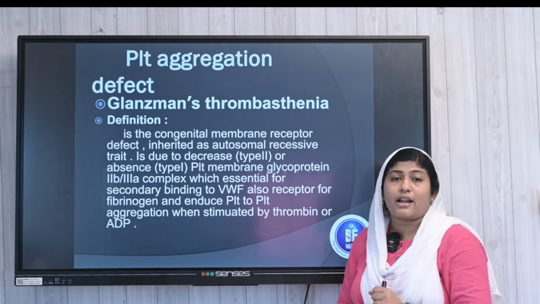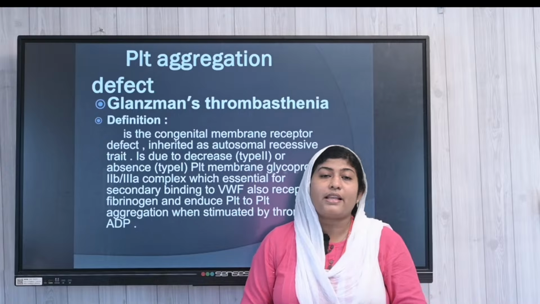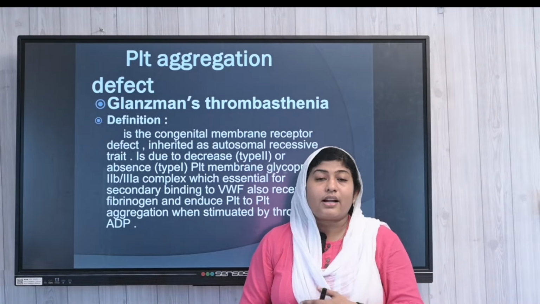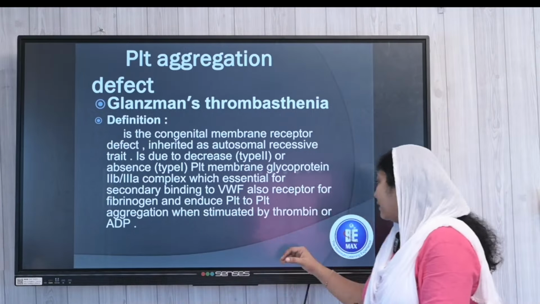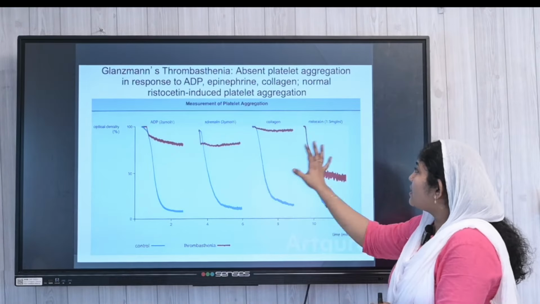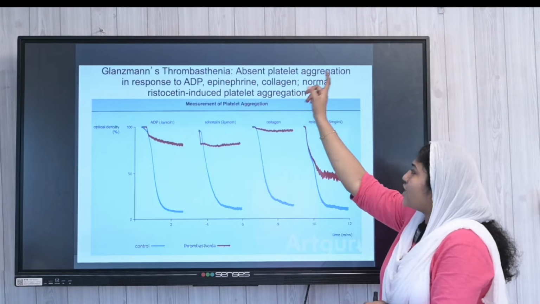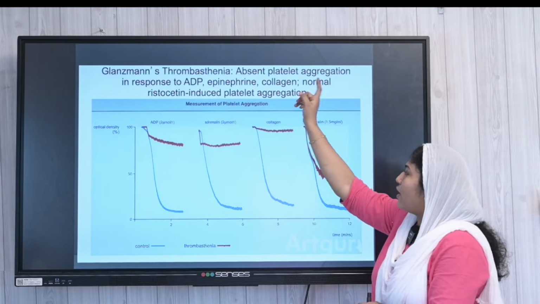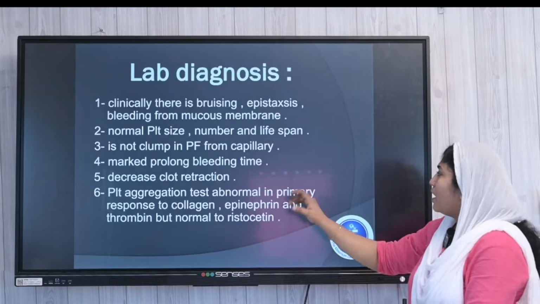Symptoms are similar to Bernard-Soulier: nasal bleeding, heavy menstrual bleeding, epistaxis, and the patient will also face ecchymosis or purpuric conditions. So, this is again Glanzmann thrombasthenia: absent platelet aggregation response to ADP, epinephrine, collagen, and normal aggregation with ristocetin. That is the difference.